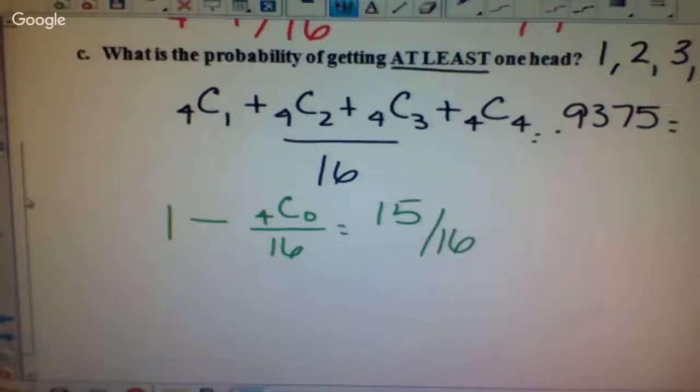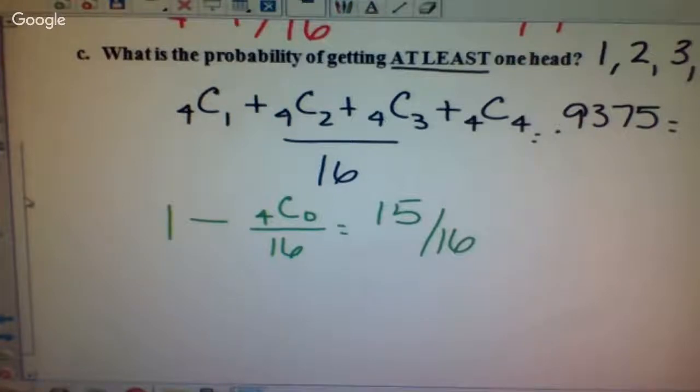What does 1, 2, 3, and 4 not include? In fact, you have 0. So remember, I taught you the complement, and they both have to add up to equal 1. So if you find the opposite of this and subtract it from 1, it will give you that as well.